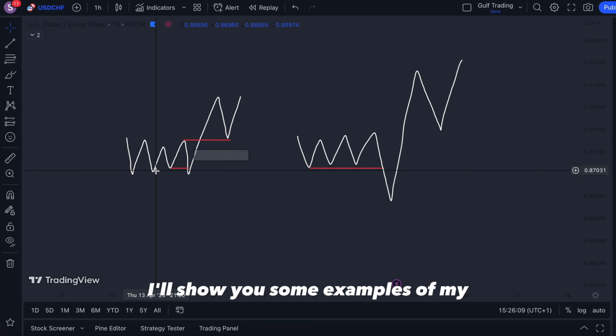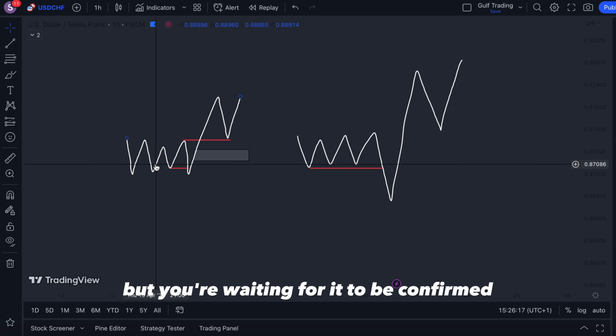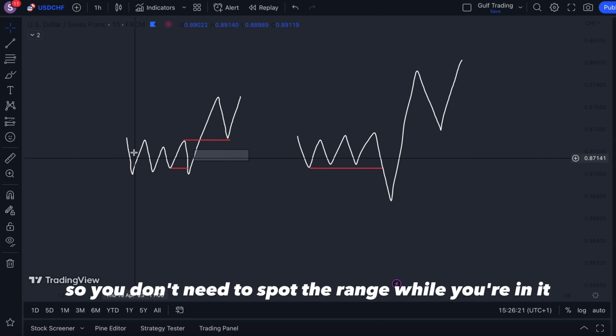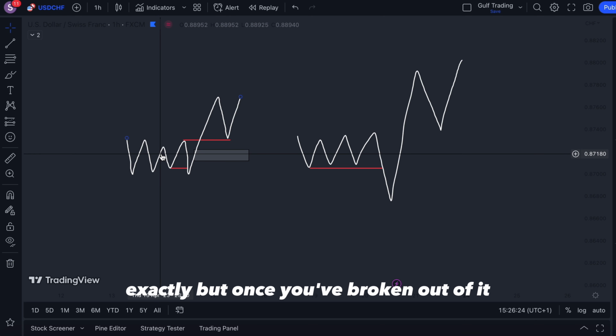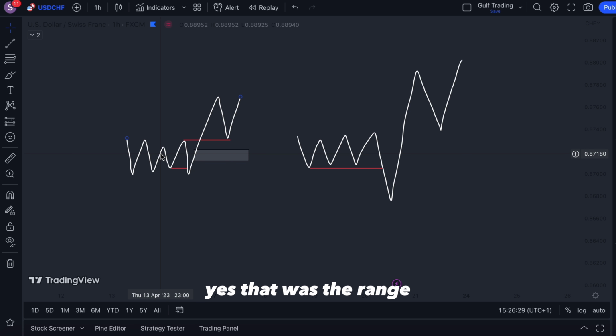I'll show you some examples of what I've called ranges, but it will be discretionary, which you'll have to develop over time, your ability to look at the charts and notice ranges, but you're waiting for it to be confirmed by the break of the range. So you don't need to spot the range while you're in it exactly, but once you've broken out of it, you need to be able to look in hindsight and say, yes, that was the range, and now we've broken out of it.